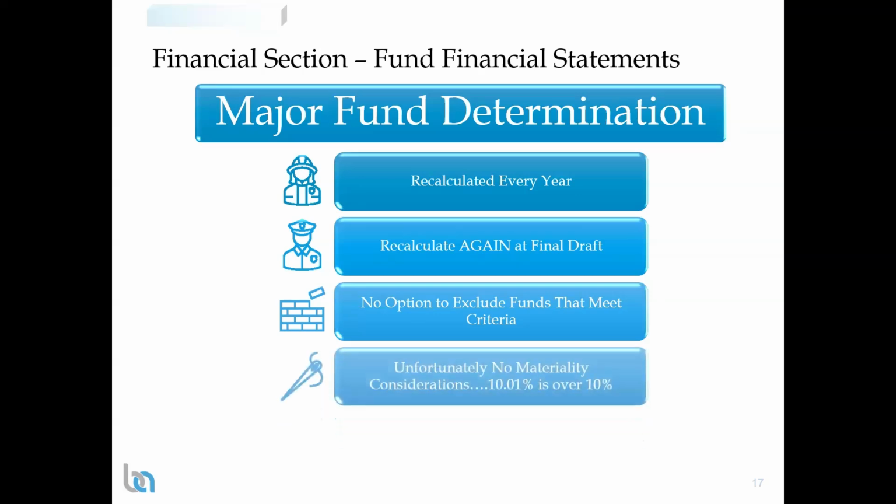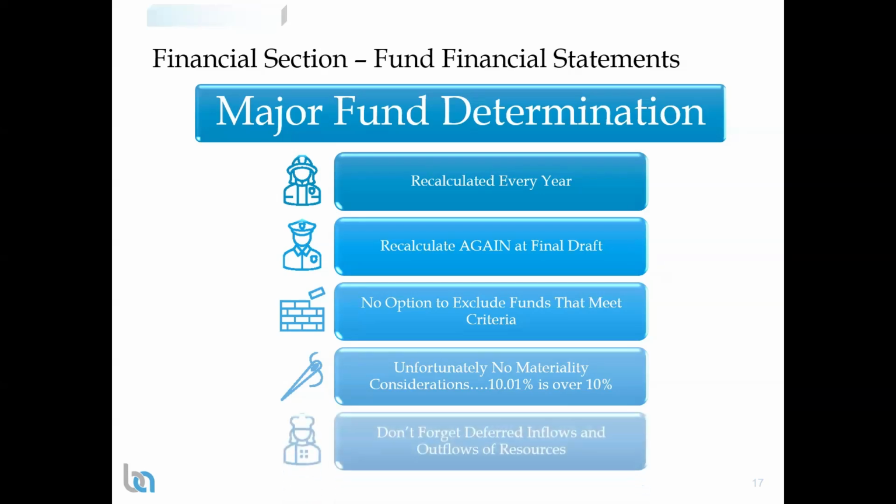And as I mentioned, there are no materiality concerns here. 10.01% is still over 10%. If you want to make adjustments, obviously that's not appropriate either, but if the math adds up this way, then you're going to get a comment for it. And also don't forget deferred inflows and outflows as part of the calculation.